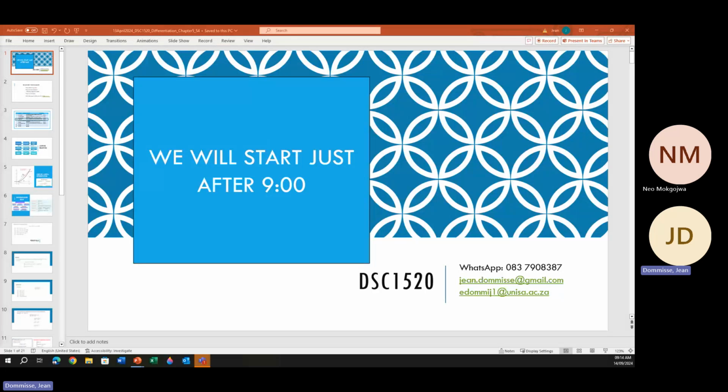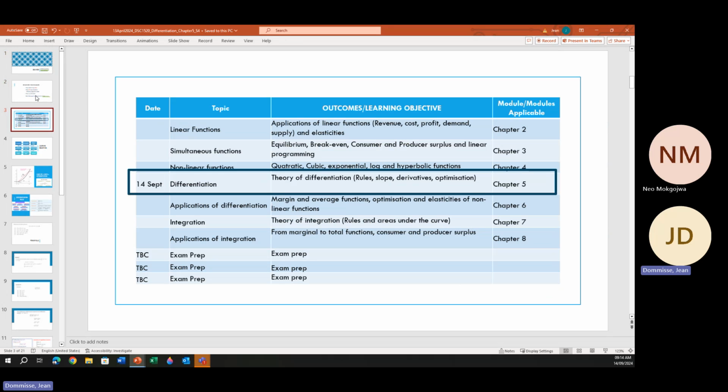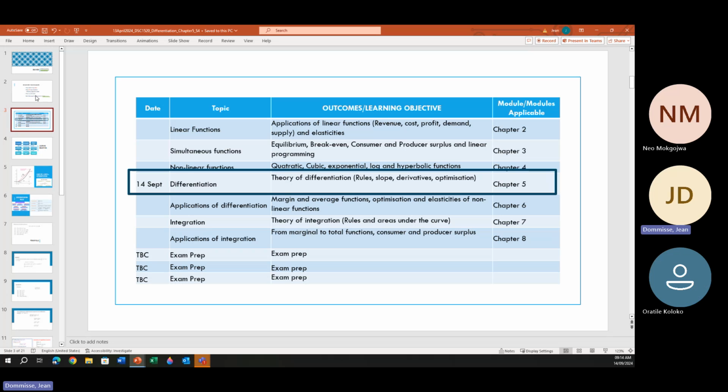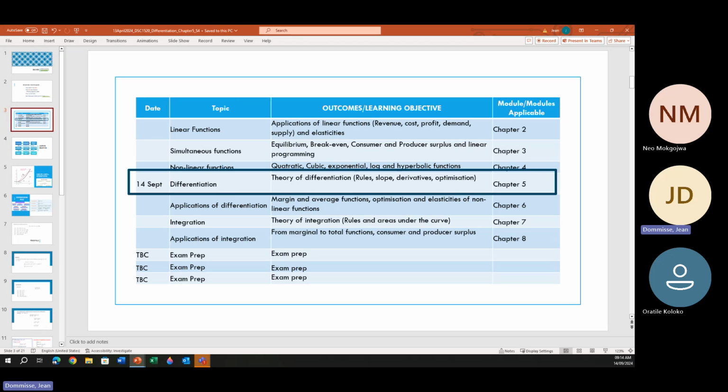Okay, so today we're going to look at differentiation, and if we have time, we will also look at the application of differentiation. But for now, let's start with differentiation.